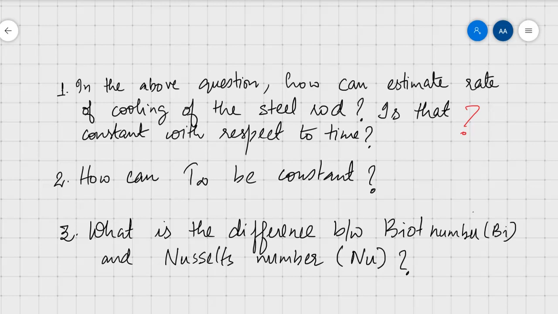Now, my second query would be, heat is being added to the fluid surrounding the steel rod. With such a case, how can T infinity be a constant? And my third question, Biot's number is defined as hL divided by k. You have a very similar number in convection, that is Nusselt's number, which is also defined as hL by k. And what is the difference? So take some time and try to answer these questions.